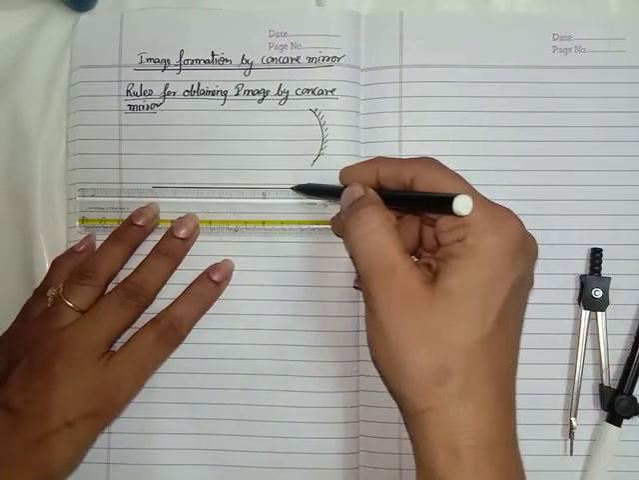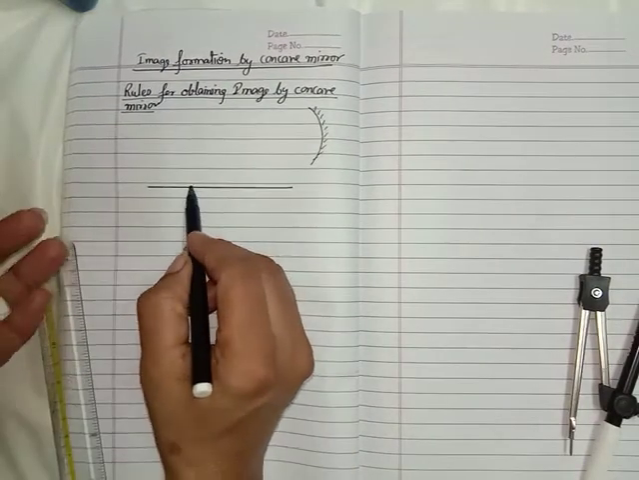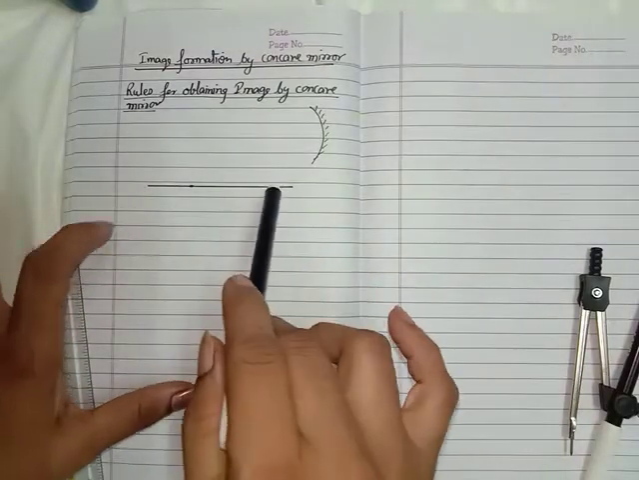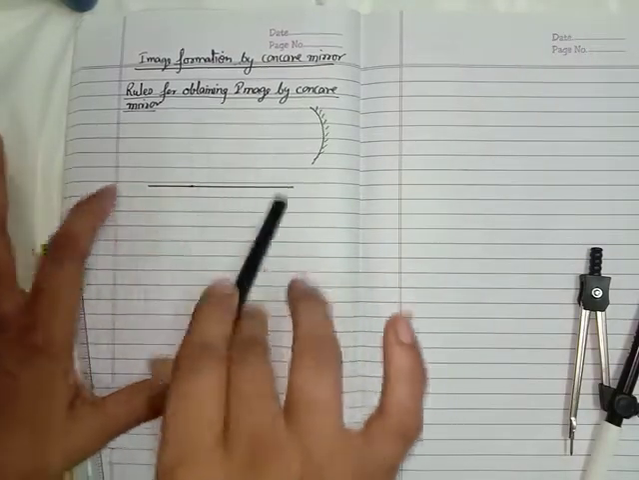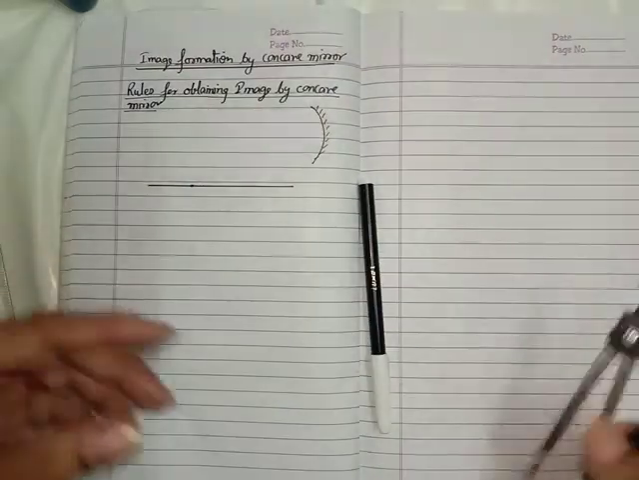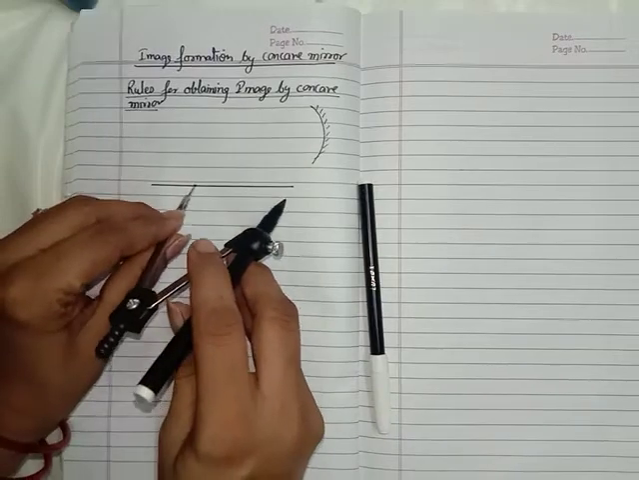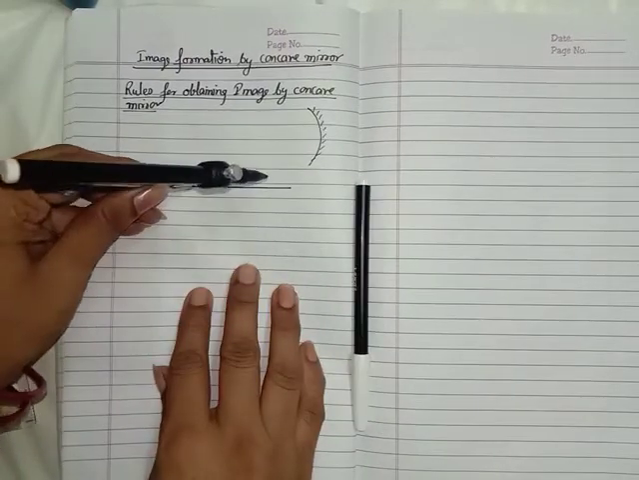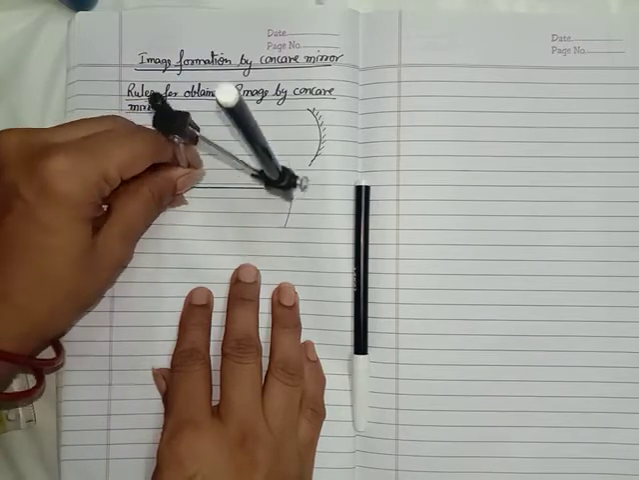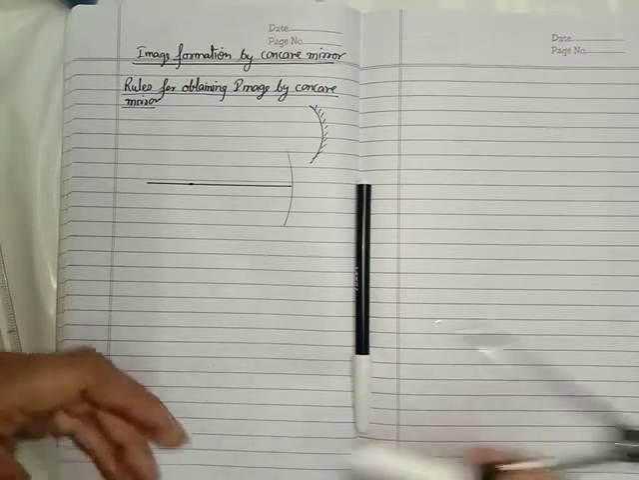You know the center of curvature. What is the center of curvature? It means the center of the sphere of which the mirror is a part is called the center of curvature. So we can find the center of curvature. We can find the center by using this compass. If we use this compass to form the images, then it is easy for us to obtain images.